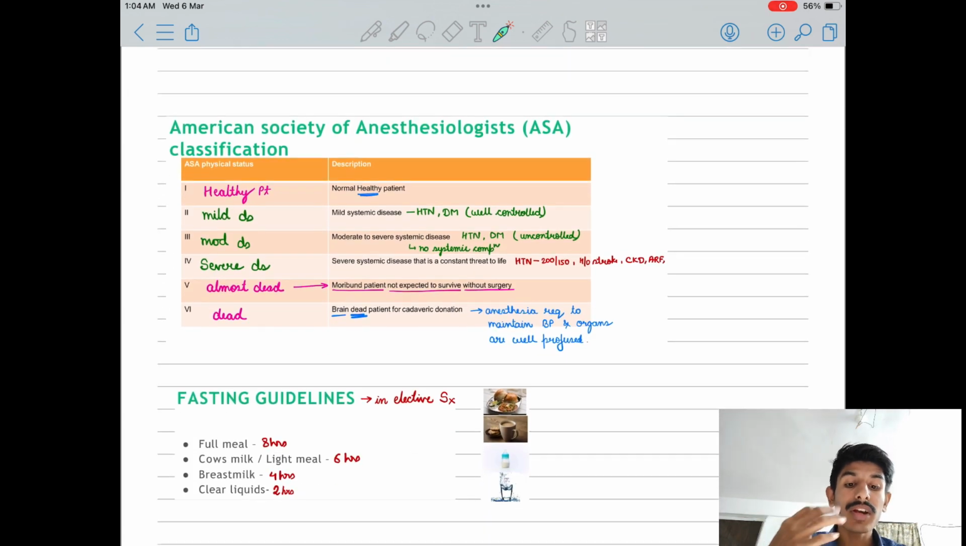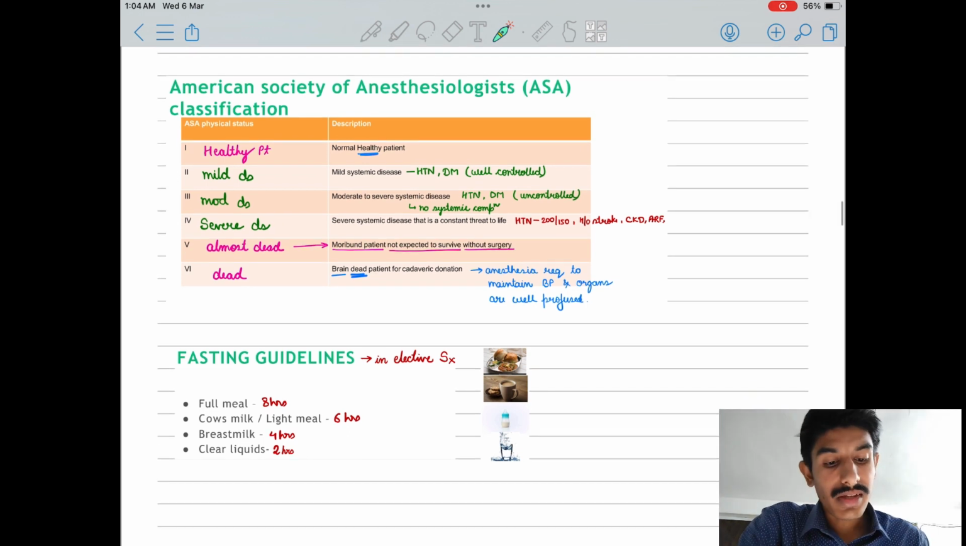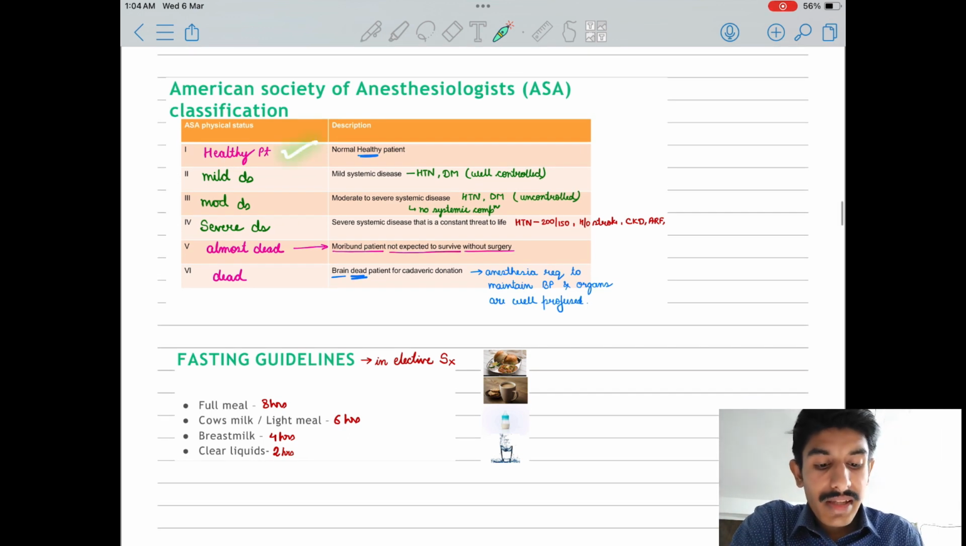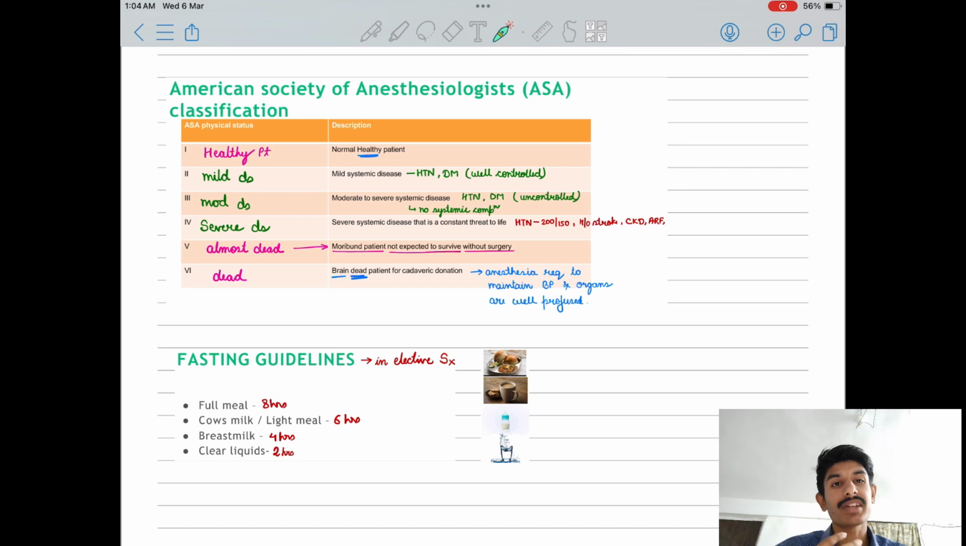Now before anesthesia we do some classification. Now we will do that classification. For example, there is a healthy person. What is a healthy patient? He has a normal heart rate, normal BP and everything is normal. He has no disease, like diabetes or anything. But mild systemic disease, what is that? Like the patient has hypertension but it is controlled. Okay, he has diabetes, he is taking insulin properly, so it is mild but it is under control.